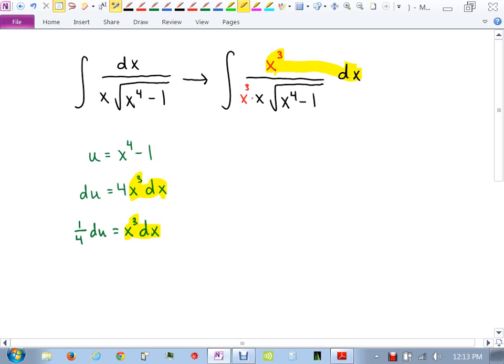Now let's look at the bottom. What do we have on the bottom? The x to the fourth minus 1 right there, I can replace that with u, can't I? But what about the x cubed times x? That's x to the fourth, which I can solve from this. x to the fourth equals u plus 1, doesn't it?